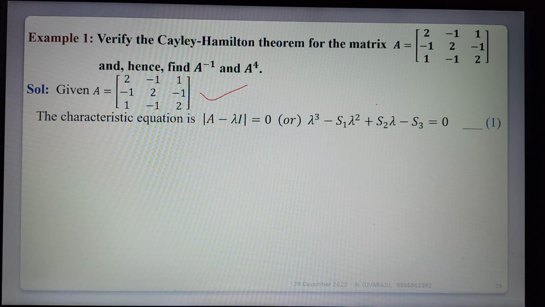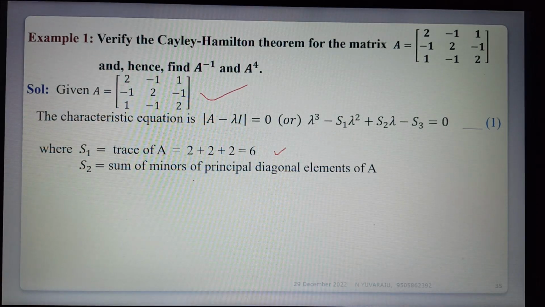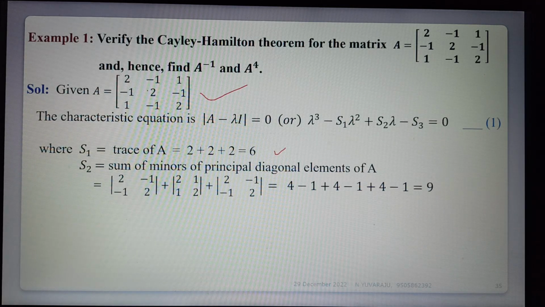Now finding S1, S2, S3 is the same procedure; we already learned how to find them. S1 is the trace of A, that is 2 plus 2 plus 2 equals 6. Next S2 is the sum of the minors of the principal diagonal elements of A, that is the determinant of the first minor, next the determinant of the second minor, and next the determinant of the third minor. After simplification, 4 minus 1 plus 4 minus 1 plus 4 minus 1 equals 9.